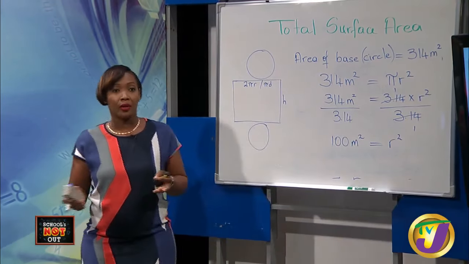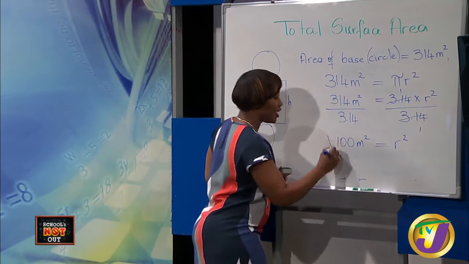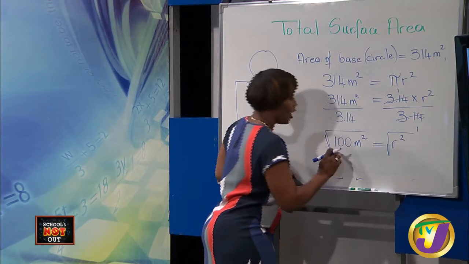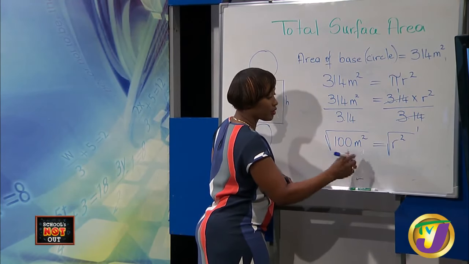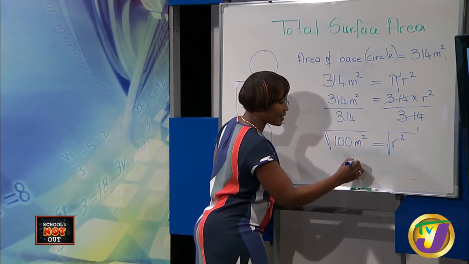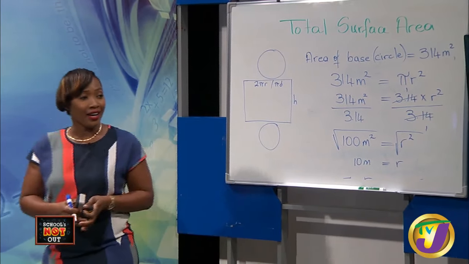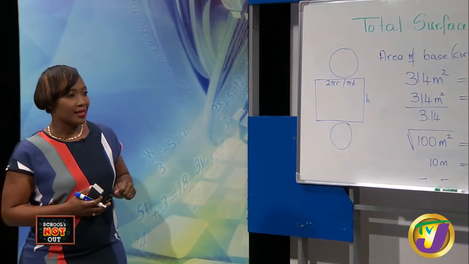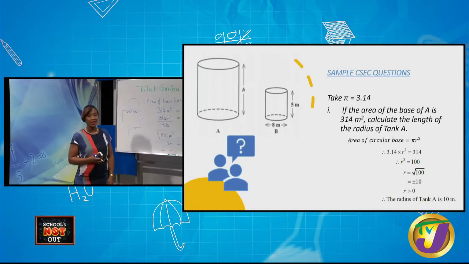And now this is equal to r squared. Is it r squared that we're looking for? No, we're looking for r. So we'll have to find the square root of both 100 meters squared and r squared. The square root of 100 is 10. The square root of m squared is m, which equals r. So r is plus or minus 10, as you can see on the screen, or 10 meters.